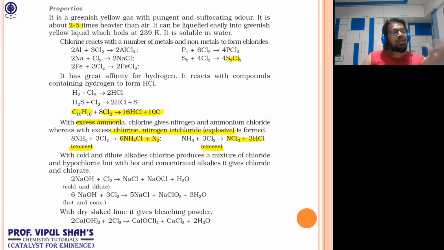Let me explain. We all know a swimming pool contains chlorine water. Now chlorine, when you dissolve it in water, what does it form? It forms HCl, plus it forms HOCl, hypochlorous acid. This hypochlorous acid combines with the nitrogen compounds in water.